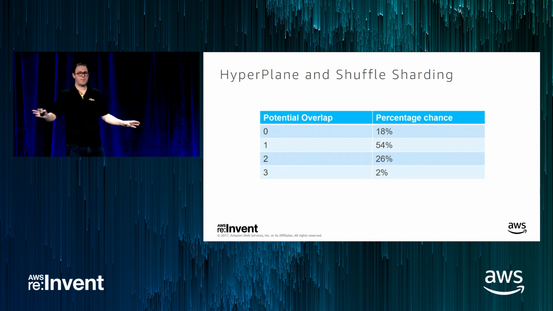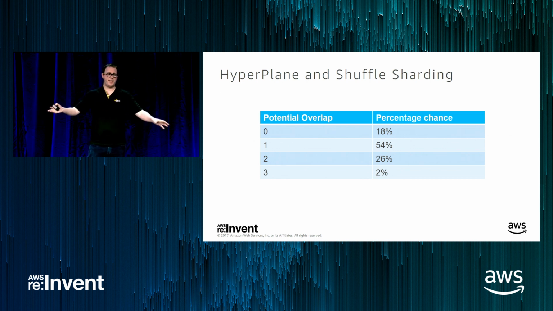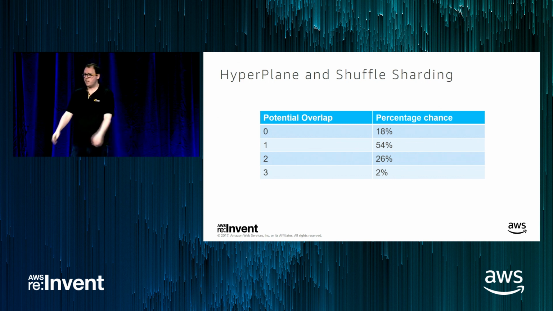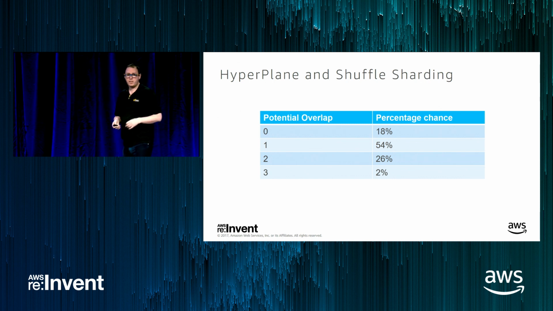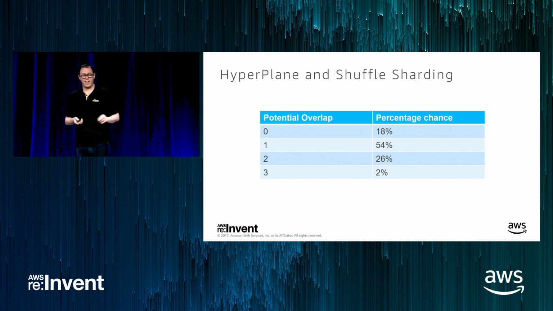But this is probabilistic math, and combinatorial math explodes like crazy. When you start using combinatorials and you add numbers, the numbers just get crazily big. So let's look at a more realistic scenario that uses the kind of numbers Hyperplane's actually designed for.